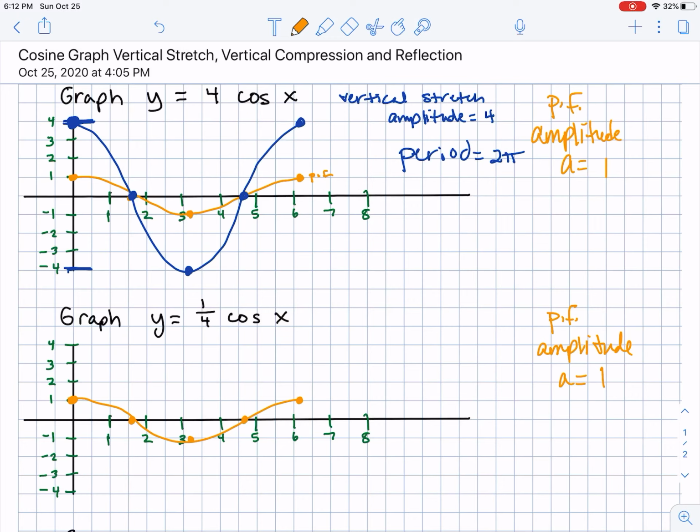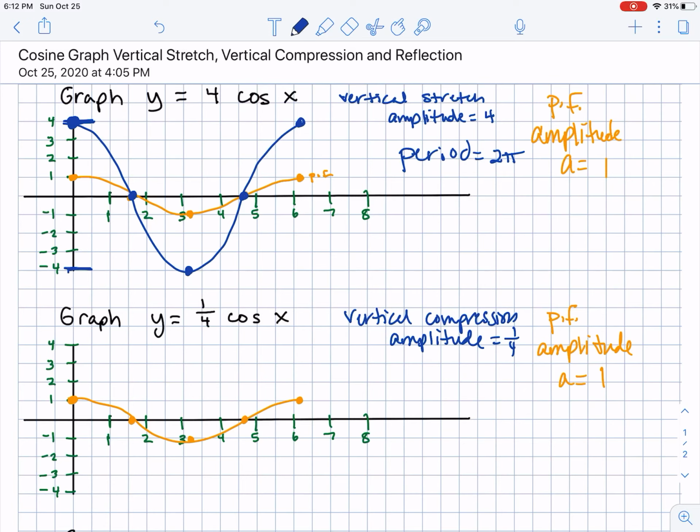So if I'm dealing with a vertical compression of a 1/4, that means my amplitude is the absolute value of a, and the absolute value of 1/4 is 1/4. If I take my y values and multiply them by a fourth, that will give me my new function.